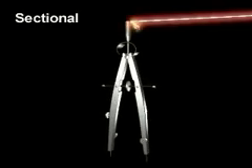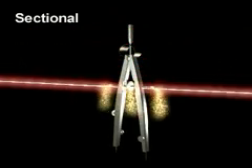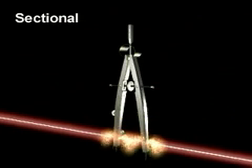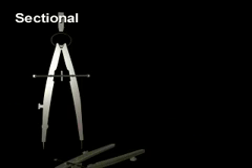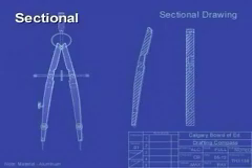A sectional view shows how an object would look if a cut were made through it perpendicular to the line of sight. Sectional views permit the interior features of an object to be shown on a drawing without the confusion of hidden lines. A typical sectional view usually replaces one of the traditional views, such as front, top, or right.